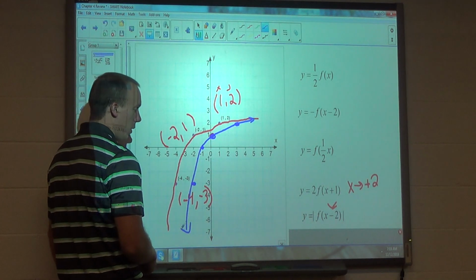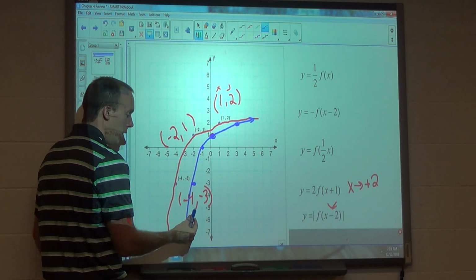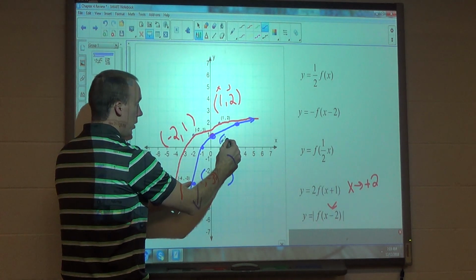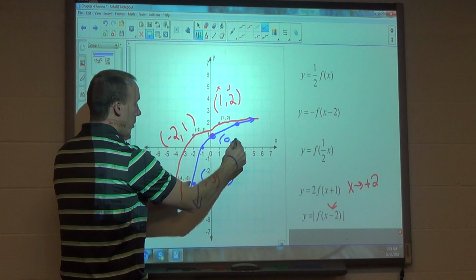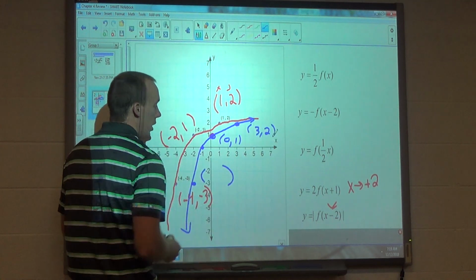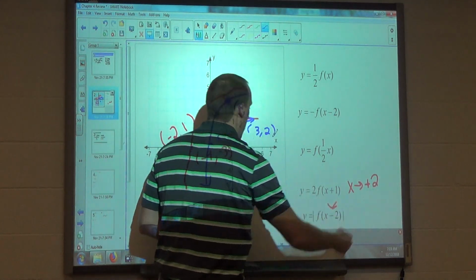If you think about it like this, so you got this graph, and what's the absolute values mean? Every y value that was negative is now positive. So this coordinate, my new coordinate down here, and you're going to have to find the coordinates, so this would be over 0, up 1, this would be over 3, up 2. Pretty much every x value you're adding 2.